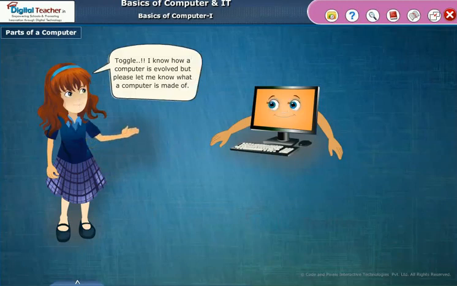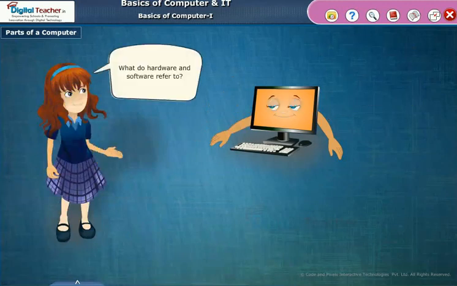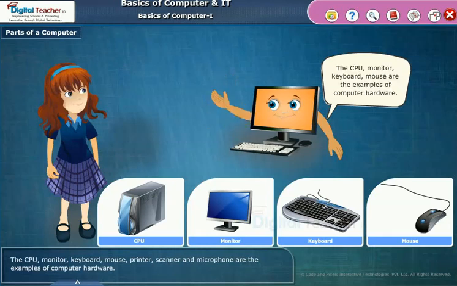Toggle, I know how a computer evolved, but please let me know what a computer is made of. Yeah, sure, Chinky. A computer is made of hardware and software. What do hardware and software refer to? Hardware refers to the parts of a computer that you can touch or feel. The CPU, monitor, keyboard, and mouse are examples of computer hardware.